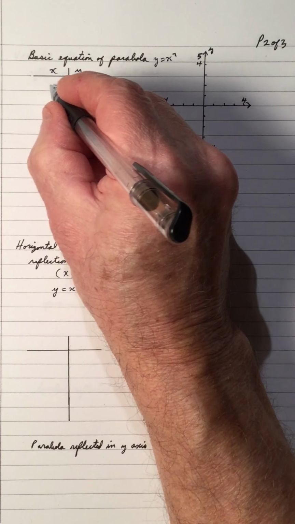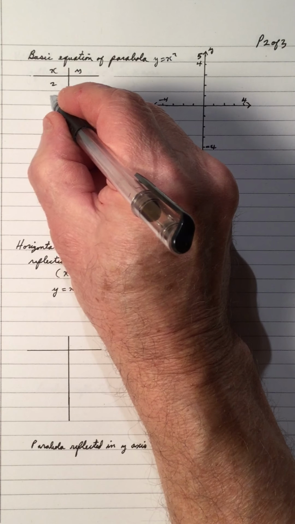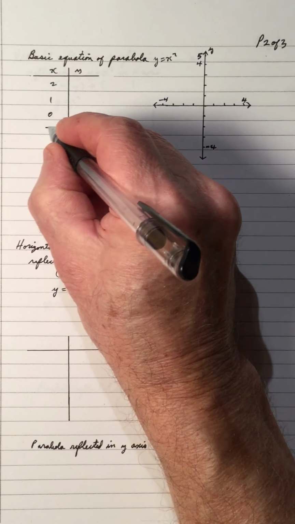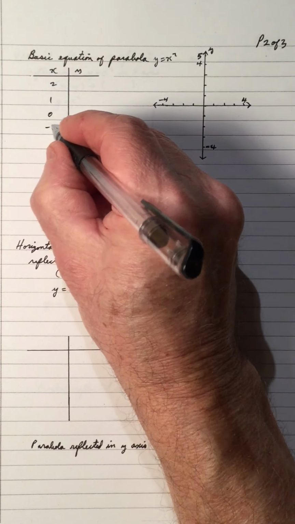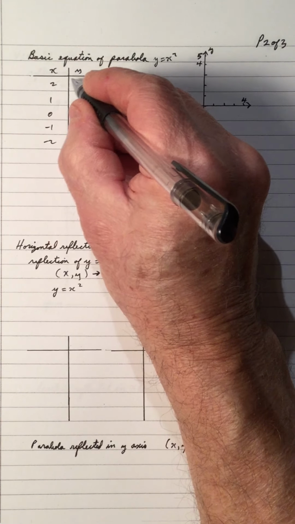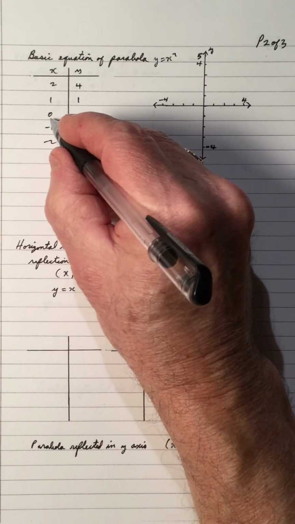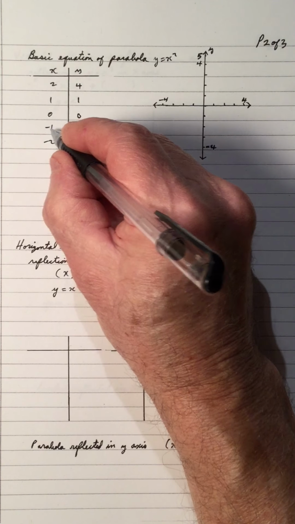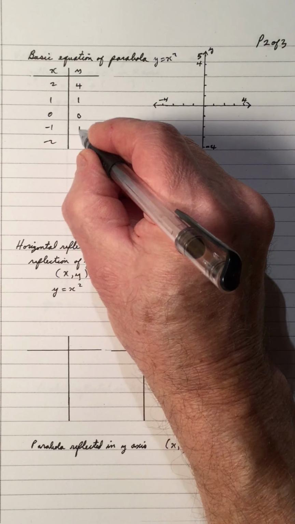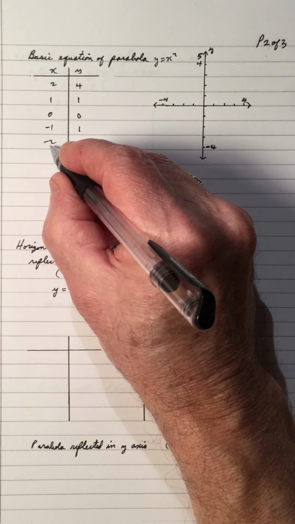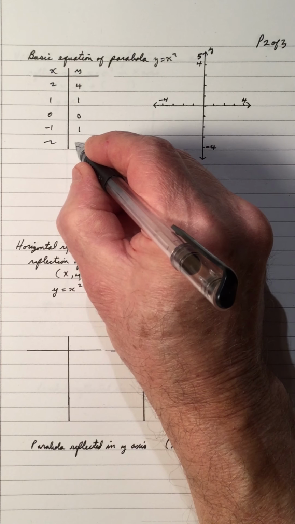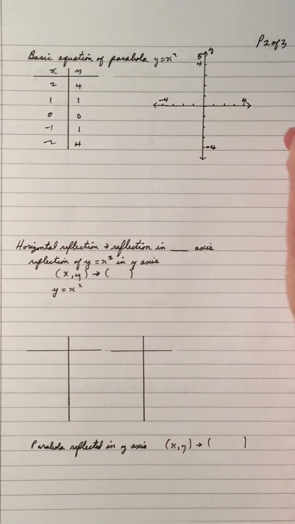X and y table of values. X is 2, 1, 0, negative 1, negative 2. So y is equal to x squared. 2 squared is 4, 1 squared is 1, 0 squared is 0, negative 1 squared is negative 1 times negative 1, which is 1. Negative 2 squared is negative 2 times negative 2, which is 4.